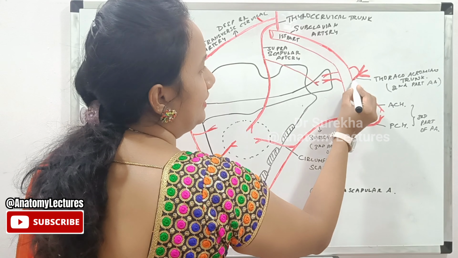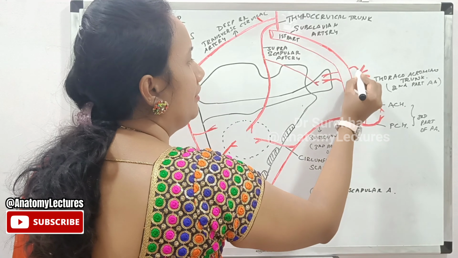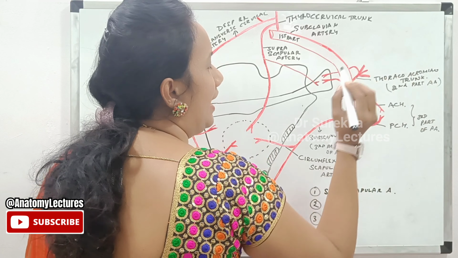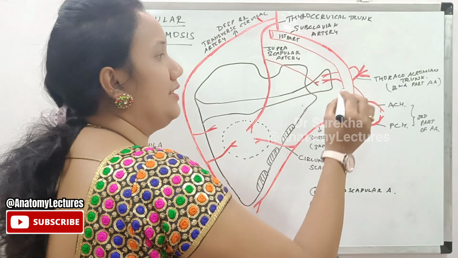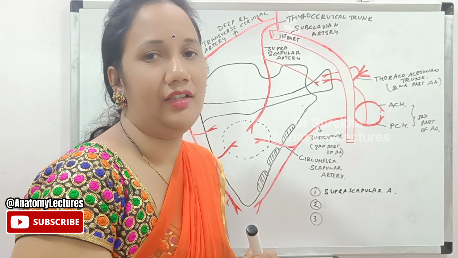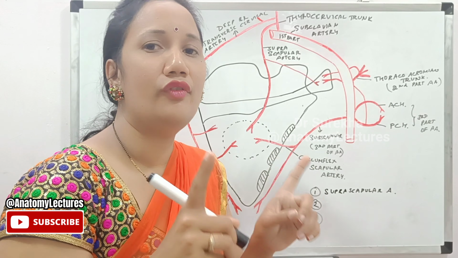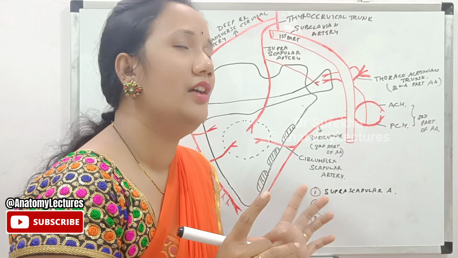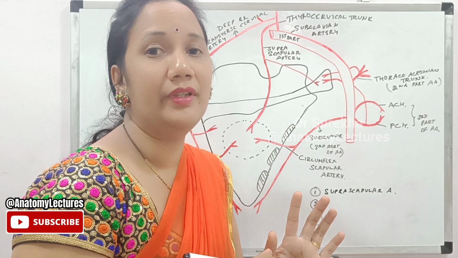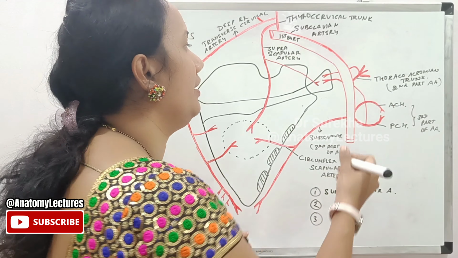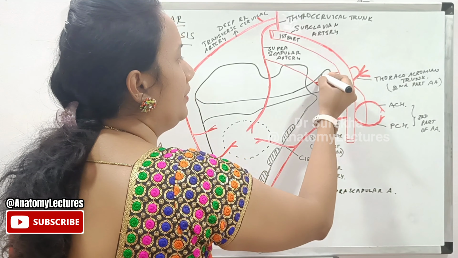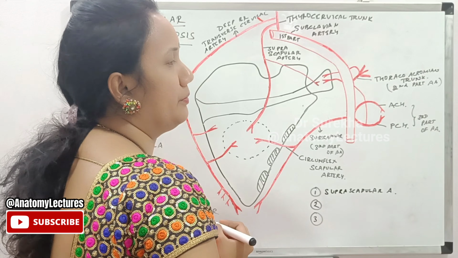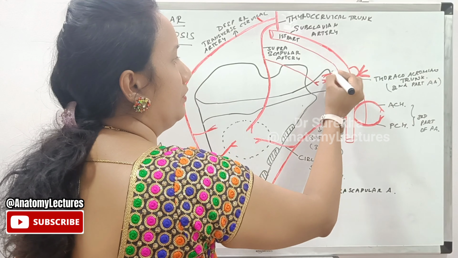Next, you see, this is the thoracoacromion trunk, which is a branch of the second part of axillary artery. So this thoracoacromion trunk will further divide into four branches which are placed at right angles to each other. Out of that, the acromion branch of this thoracoacromion artery will come and participate in the anastomosis around the acromion process. Okay, so this one.